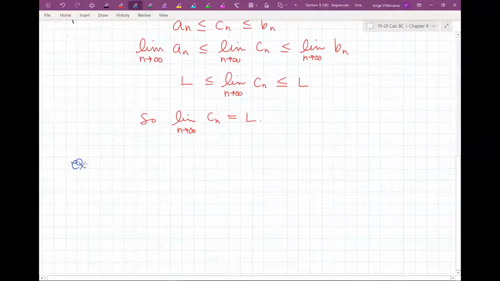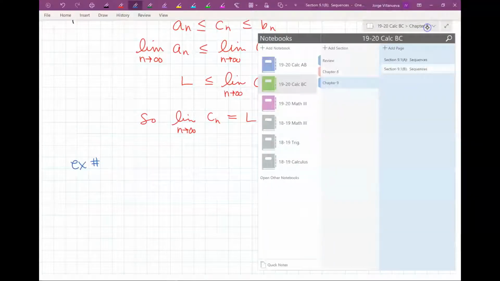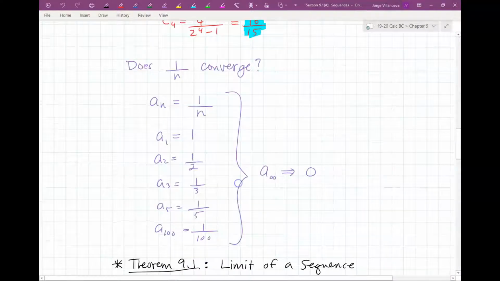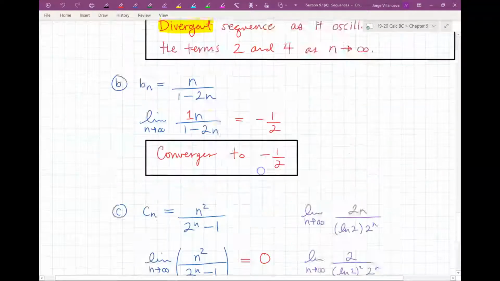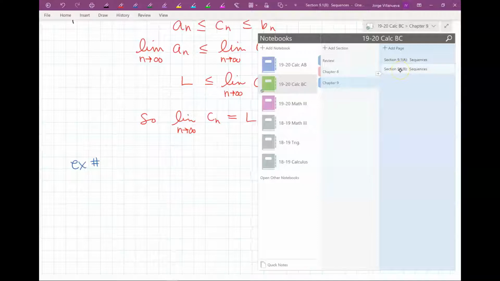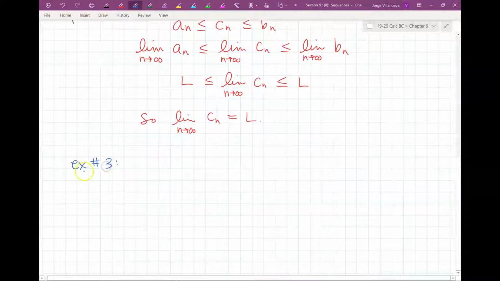I'm not sure what example we left off on. Let me see. We did 1. We did 2. So this is going to be 3. All right. So example 3.